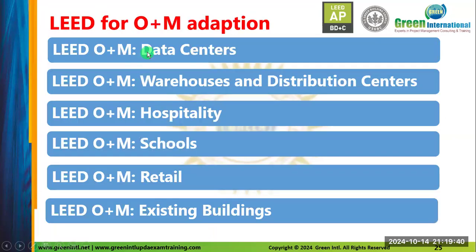O+M covers any existing building in the world, any building on earth that has been built. That's why sometimes you call it LEED EB, O+M, meaning EB, existing building, operation and maintenance.